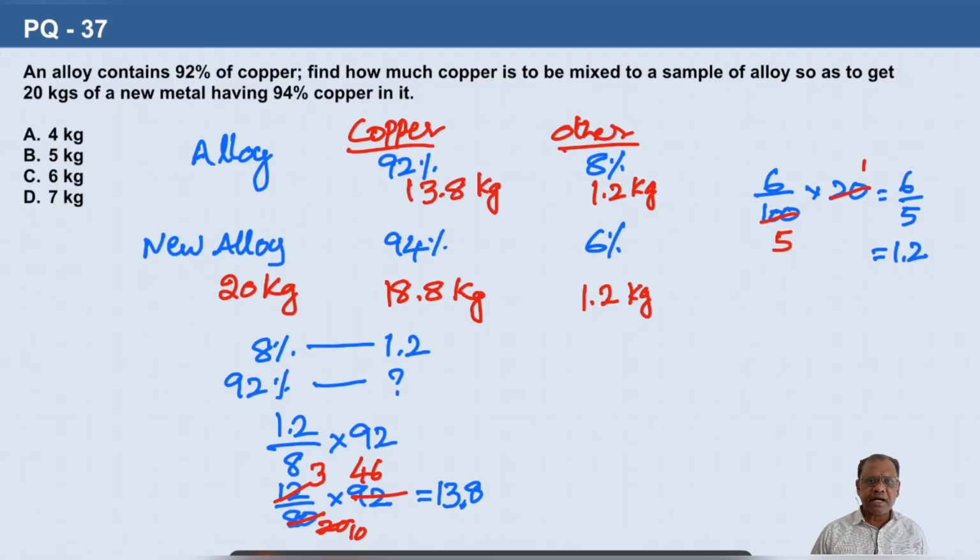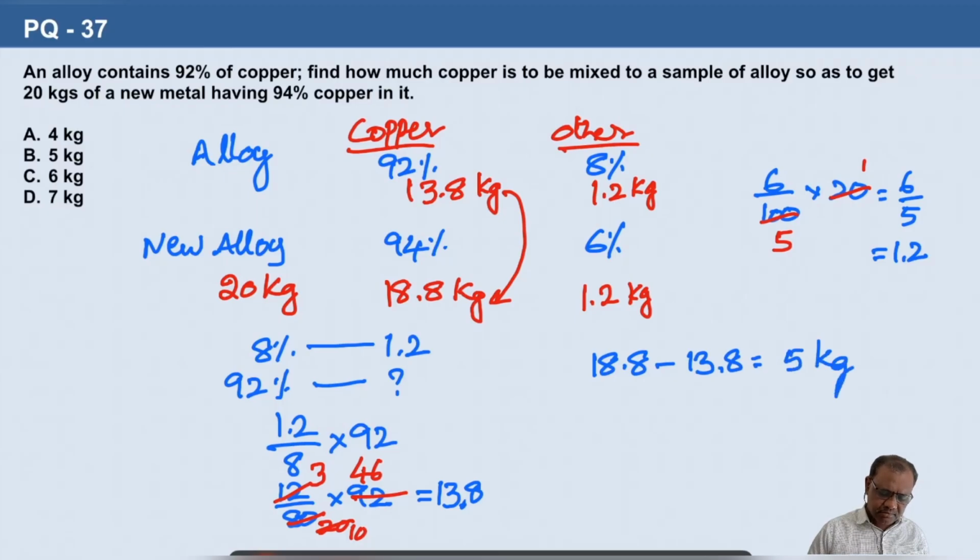So now after adding it became 18.8 kg. So what is the difference between these two? 18.8 and 13.8. The difference is 5 kg. 18.8 minus 13.8. That is 5 kg of copper is added. Option B is the right answer.